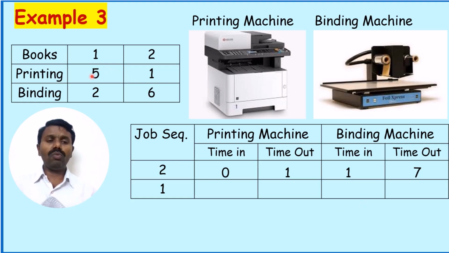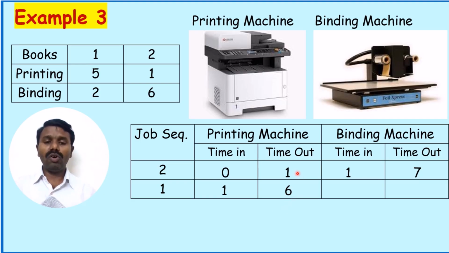Then book 1 will start printing after 1 minute. After 1 minute the printing machine is free, so we can assign book 1 for printing. So after 1 minute the printing machine will start printing book 1, and it will take 5 minutes to complete. So total 1 plus 5, 6 minutes. That means within 6 minutes the printing machine will complete its task for both book 1 and book 2.